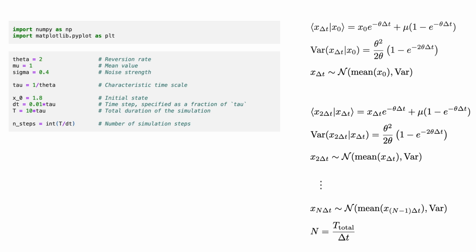In this case, I set delta t to be a small fraction of the characteristic timescale so that the trajectory captures fast dynamical features of the process. And the total trajectory duration is set to be an order of magnitude larger than tau so that the process manages to relax from its initial state. Having defined all the constants, we proceed to trajectory simulation.